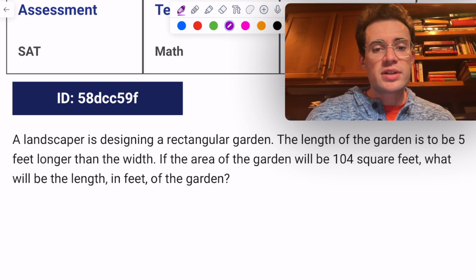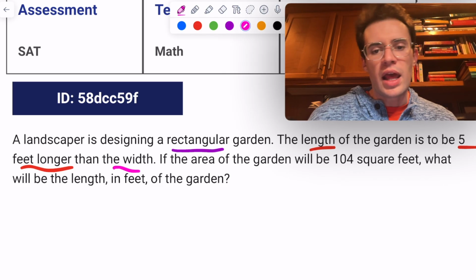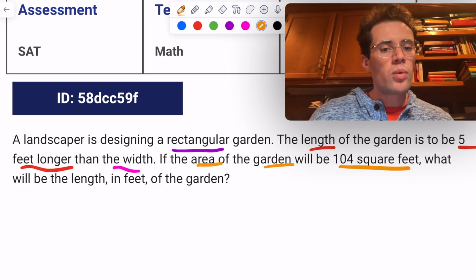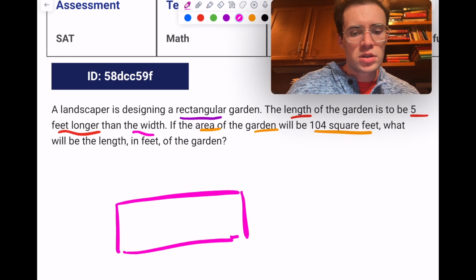A landscaper is designing a rectangular garden. The length of the garden is to be 5 feet longer than the width. If the area of the garden will be 104 square feet, what will be the length in feet of the garden? We could draw out our rectangle. It's a quadrilateral with 4 right angles.